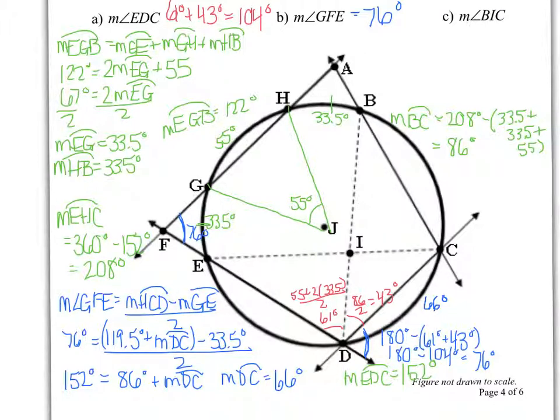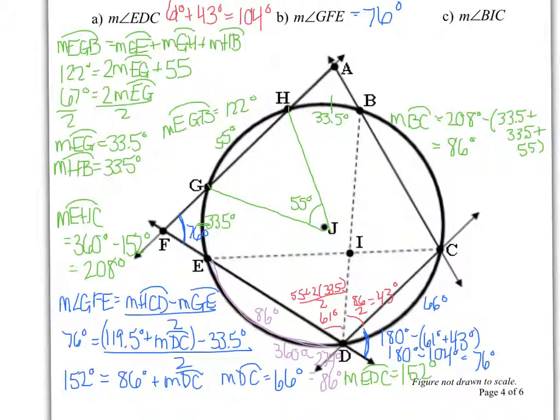Next, we need to find what arc ED is. We know this arc, this arc, this arc, this arc, and this arc. So really all we have to do to find this arc is 360 minus the sum of 33.5 plus 55 plus 33.5 plus 86 plus 66, which is going to equal 274 degrees. So 360 minus 274 is going to be equal to 86 degrees. So the measure of arc ED is 86 degrees.